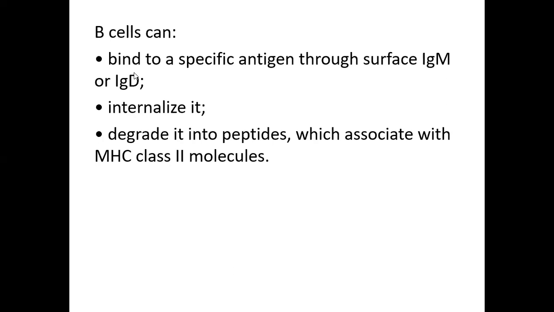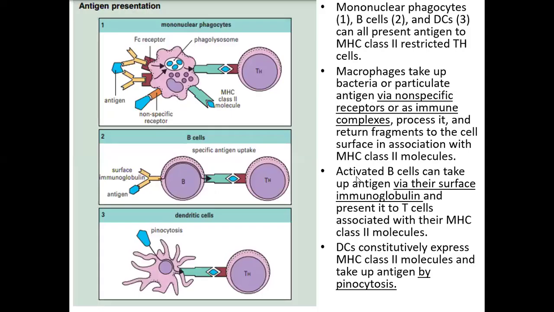B cell can bind to a specific antigen through the surface immunoglobulin A or immunoglobulin G, internalize it, and degrade it into peptides which associate with MHC class second molecules.